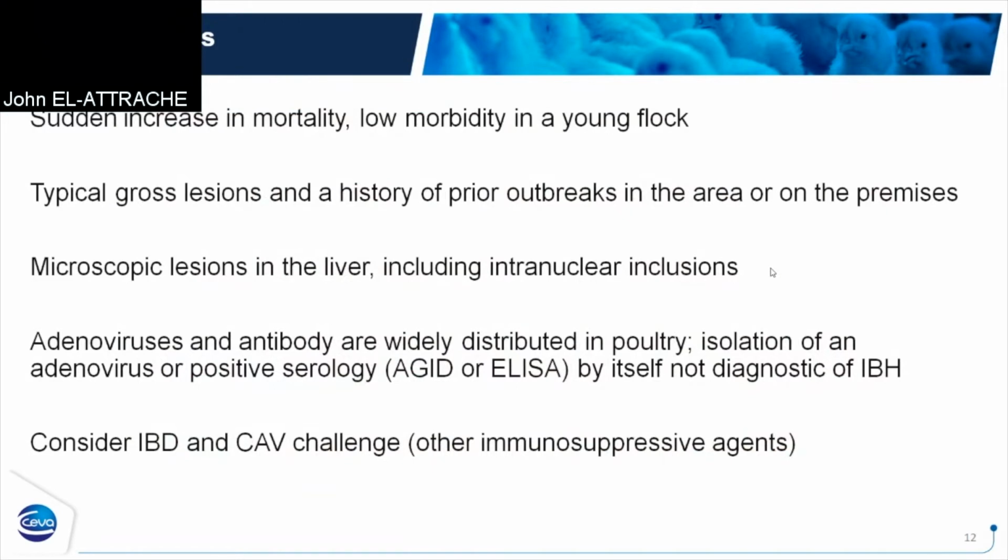Avian adenoviruses, and this is important to know, especially from group 1, are ubiquitous. I mean, they're everywhere within poultry. And just because you isolate adenovirus or you have positive serology, it by itself is not indicative of inclusion body hepatitis. You have to have further laboratory characterization of this virus in order to make sure, listen, this is what the issue is, and to confirm that, and actually to identify the exact serotype associated with inclusion body hepatitis. And again, you never can forget the background noise in regards to other immunosuppressive agents, or of course the two major ones, infectious bursal disease and chicken anemia virus.